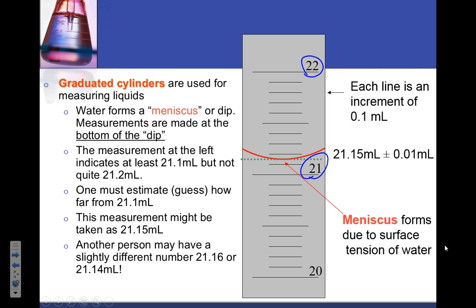So if you put a dotted line at the bottom of that meniscus, you can see that it's definitely more than 21.1, definitely less than 21.2, and to me it looks like it's pretty close to halfway in between. So about 21.15 would be a valid measurement. And like I said before, there's going to be variance here. Somebody else might say 21.14 or 21.16, but we're all going to be pretty close to each other. They're all valid measurements. But yes, with a graduated cylinder, it's a little bit trickier.